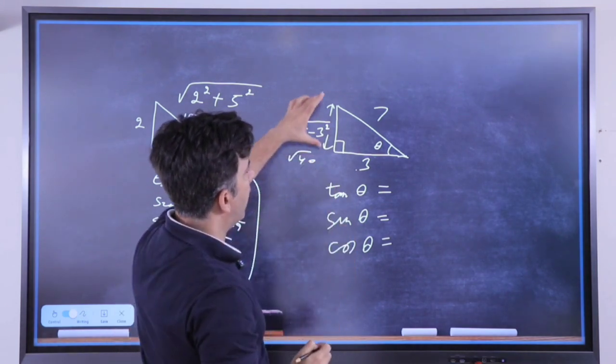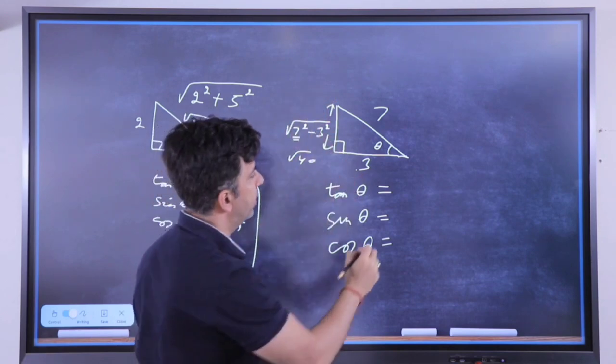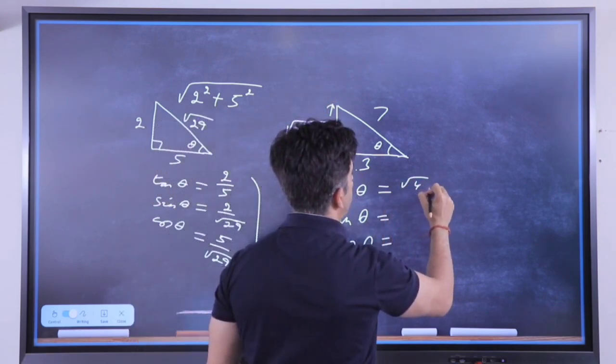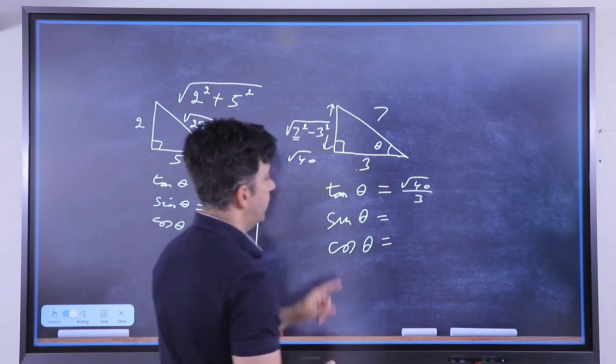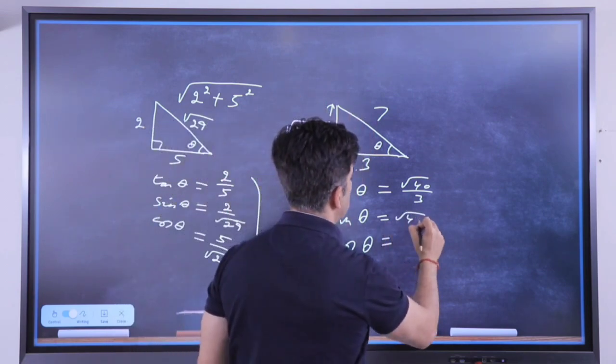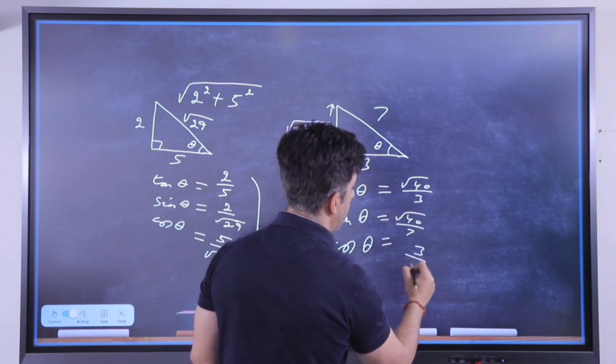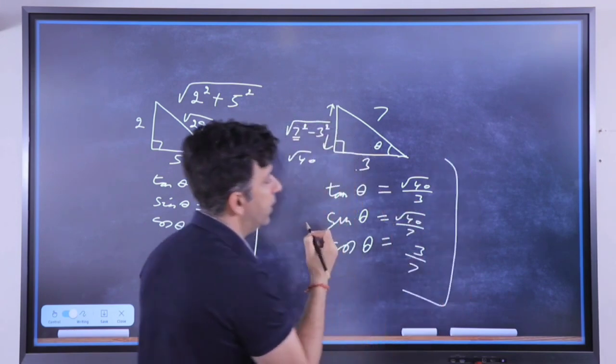So now we know the height, the perpendicular, which is square root of 40. The base is 3. So tan theta is perpendicular upon base. Sine theta is perpendicular upon hypotenuse. And cos theta is base upon hypotenuse. This should be the answer.